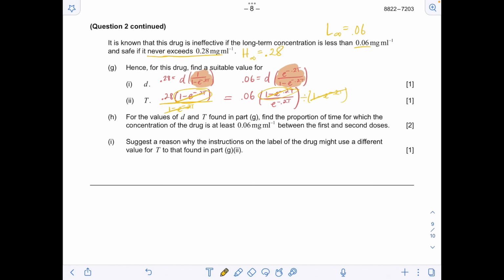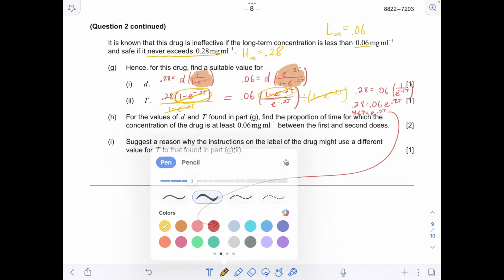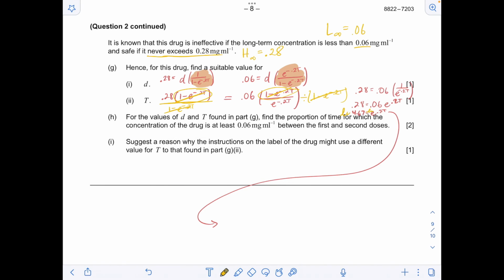And those cancel, and we are left with 0.28 equals 0.06 times 1 over e to the negative 0.2t. And that negative exponent tells us we can just take its reciprocal. So 0.28 equals 0.06 times e to the positive 0.2t. We can divide both sides by 0.06, and we get 4.67 equals e to the 0.2t. Sorry, we're getting a little crammed. I'll come down here. We would take the natural log of both sides to isolate t.